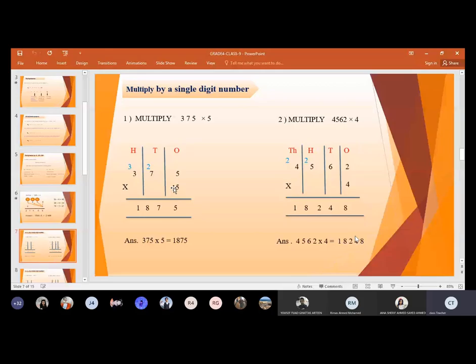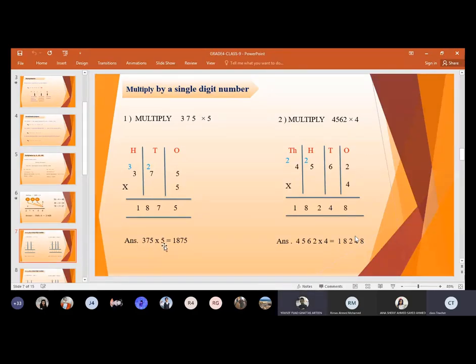Now multiply the 100 place. What is the number there? 3. So 5 threes are 15. Yes. 15 plus 3, 18. Okay. Don't forget to add the carry, my dear. Okay? Always think about the carry. So multiply the number and add the carry. 15 plus 3, 18. 18 write in the 100 place. So what is the answer?